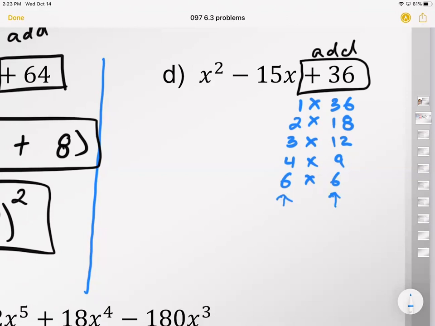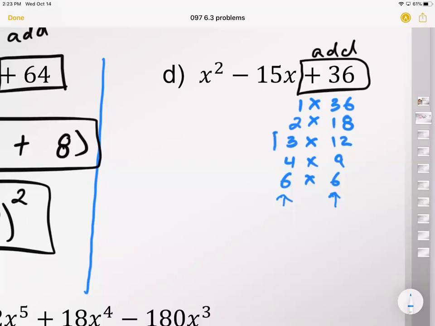Yes, there's some decimal, but there's no whole number that can go into 36. And we're only looking for the whole number, okay? So looking at these 5 items, is there any two numbers that add together to give me 15?